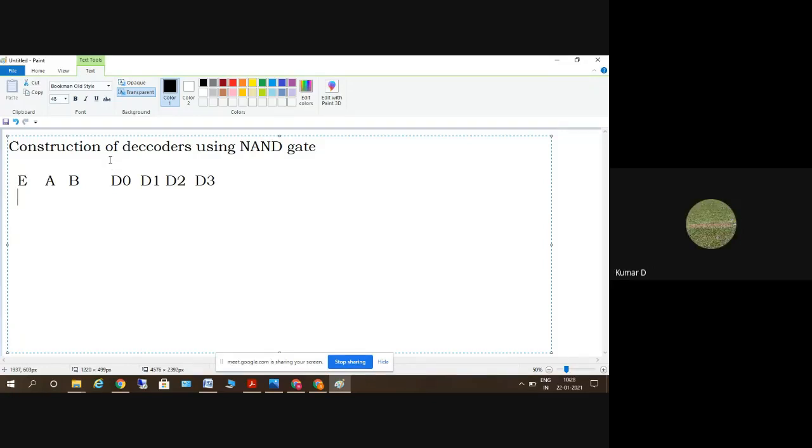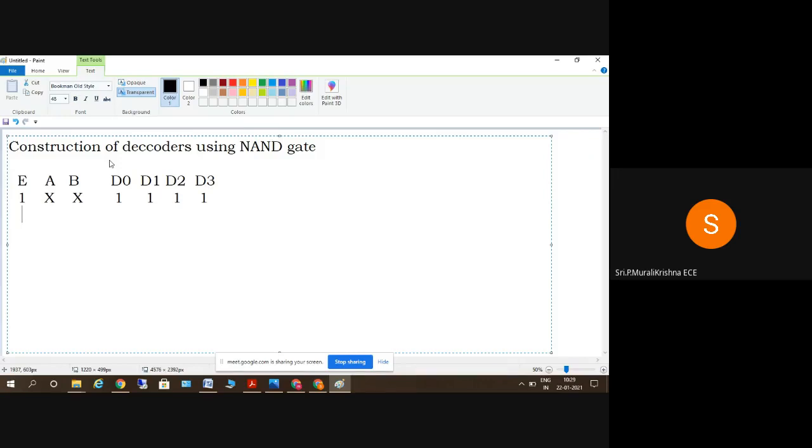Here, enable 1 means inactive. When enable is inactive, irrespective of the values of A and B, I'll take them as don't care. Don't care means ones and zeros. Whatever inputs I have for A and B, all the outputs will be inactive here. Inactive in the sense that they will be equal to 1.